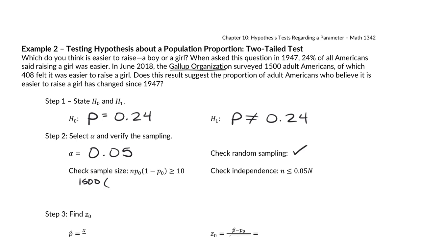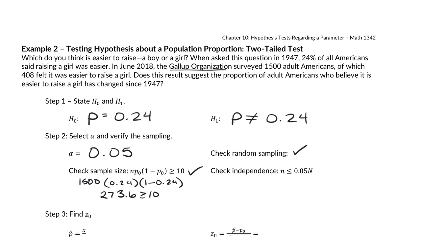P naught comes from the null hypothesis, and then 1 minus P naught again from the null hypothesis. In your calculators, please calculate what 1,500 times 0.24 times 1 minus 0.24 would give you. And as long as it's bigger than 10, we're good. 273.6. I lost the number in my head. That's obviously greater than 10, yes? We're good.